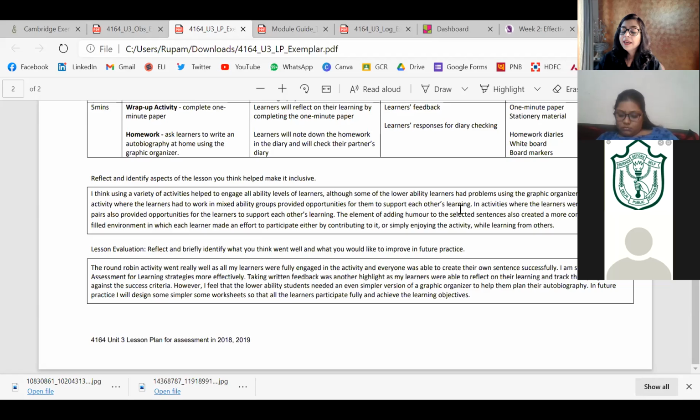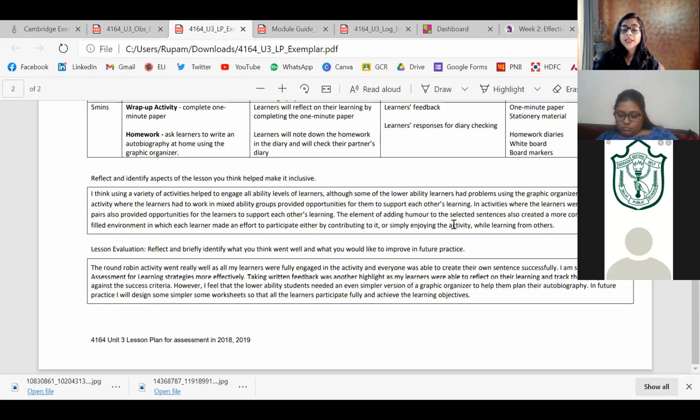See this. Very clearly, the teacher is writing that in this activity, I used mixed ability groups. And in the mixed ability groups, they are getting peer support, right? So peer support is happening. And so therefore, here you have differentiation by peer support. Activities where learners were working in pairs also provided opportunities for the learners to support each other's learning. Here again, differentiation is happening.